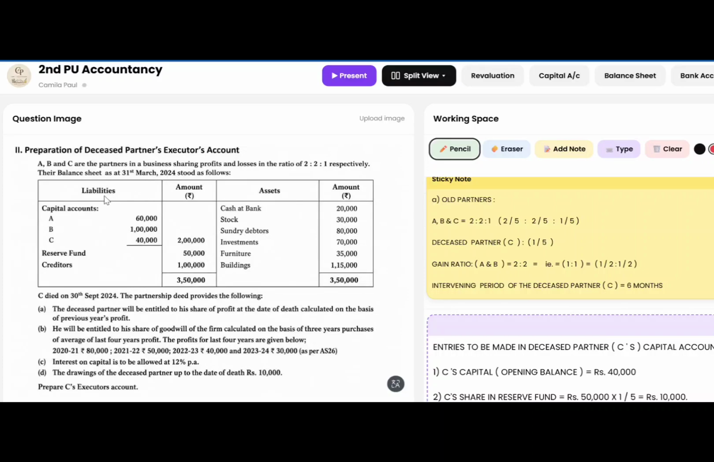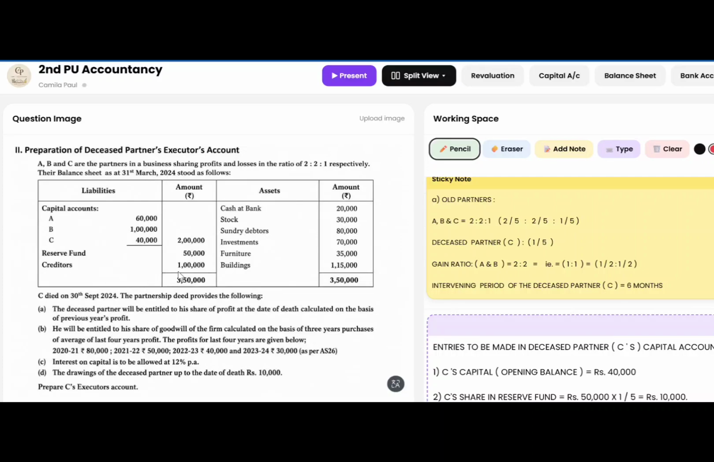On the liability side, first we have the capital accounts: A 60,000, B 1 lakh and C rupees 40,000. So the total capital is rupees 2 lakhs, given in the outer amount column. Next on the liability side we have the reserve fund 50,000 and creditors rupees 1 lakh.